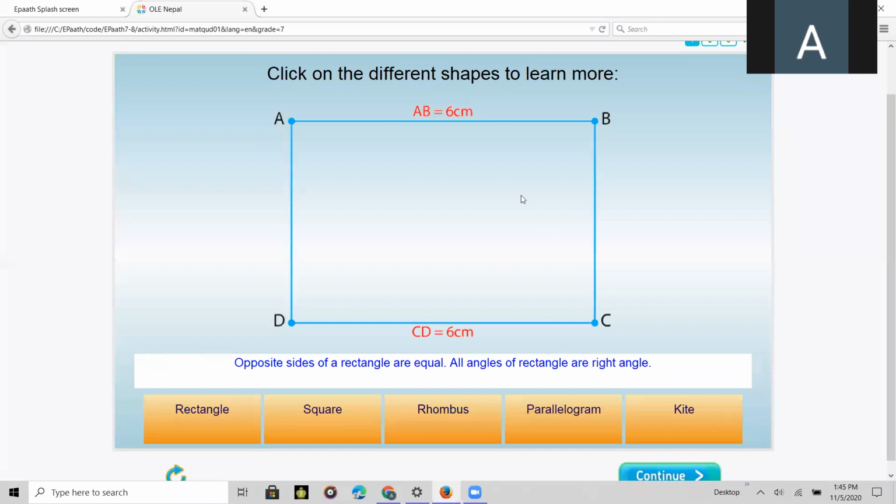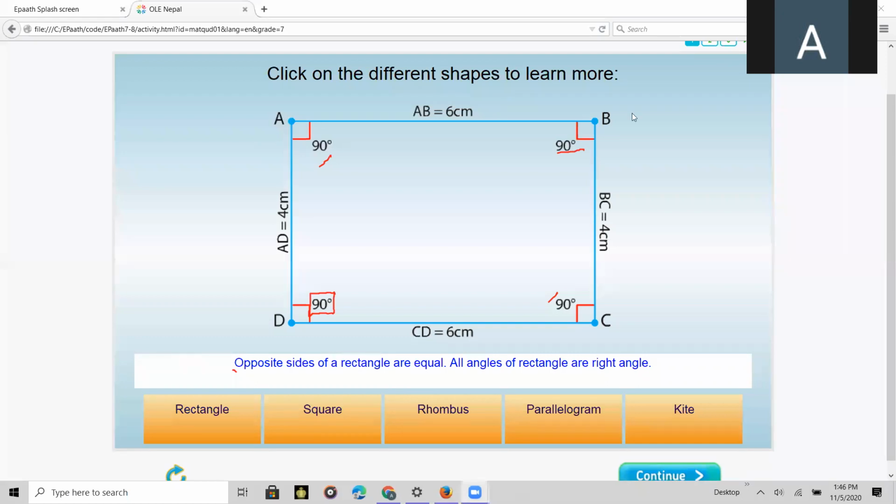What we can see is that opposite sides are equal, and opposite angles are also equal. Moreover, all the angles are 90 degrees. This is the special property: opposite sides of a rectangle are equal, and all angles of a rectangle are also equal. So this is the property of a rectangle.